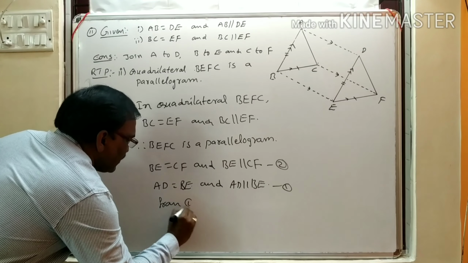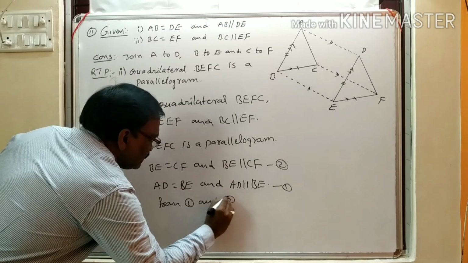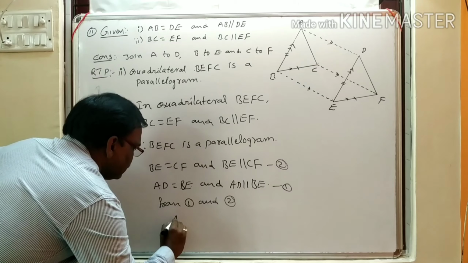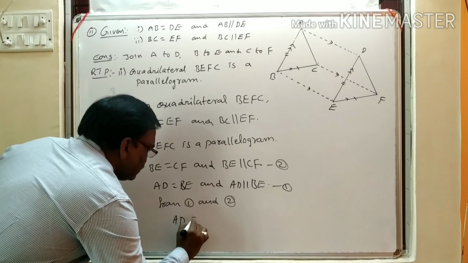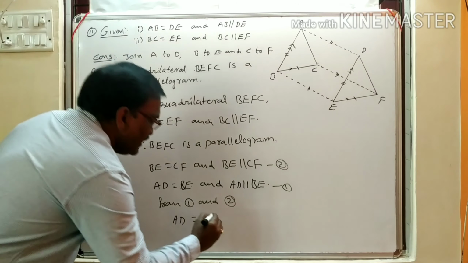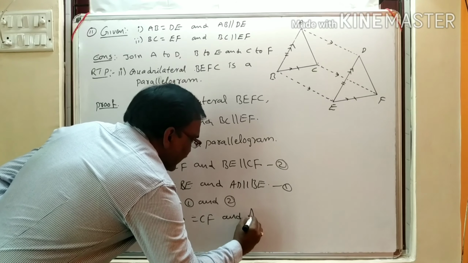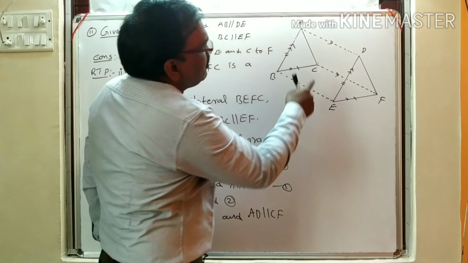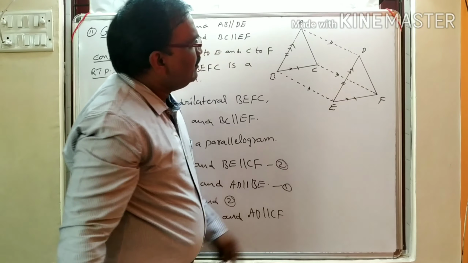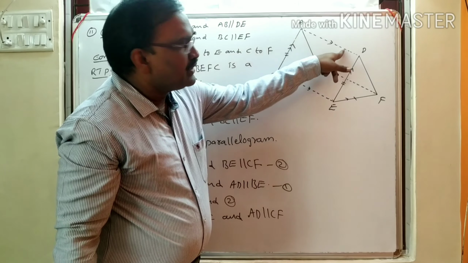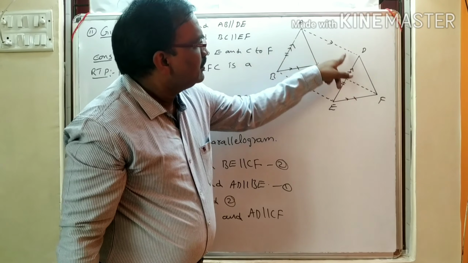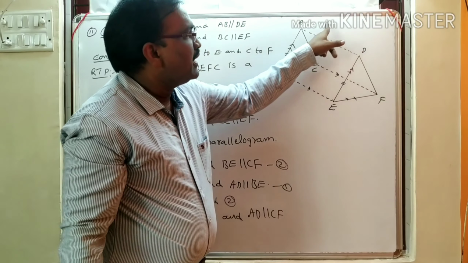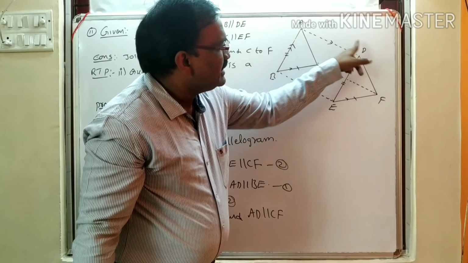From 1 and 2, AD is equal to CF and AD parallel to CF. So in quadrilateral ACFD, these two are parallel and these two are equal. Therefore, one pair of opposite sides are parallel and equal. Therefore, it is a parallelogram. Therefore, ACFD is also a parallelogram.